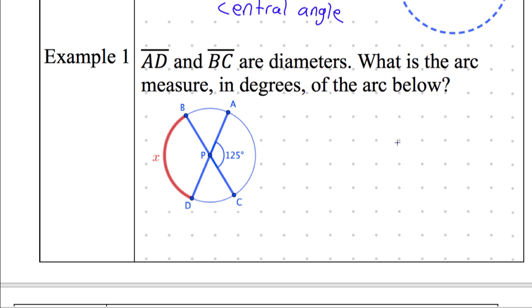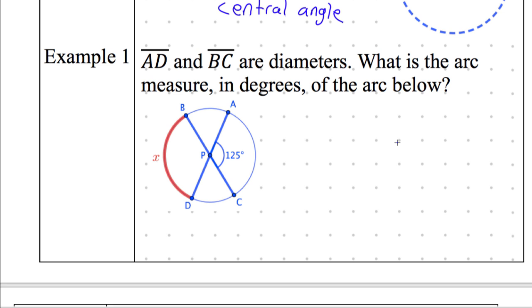Diameters. What is the arc measure in degrees of the arc? Well said, yes. All right, so the arc that we're trying to find is clearly this minor arc BD, because it's labeled X and it's highlighted. How do I find that measure?